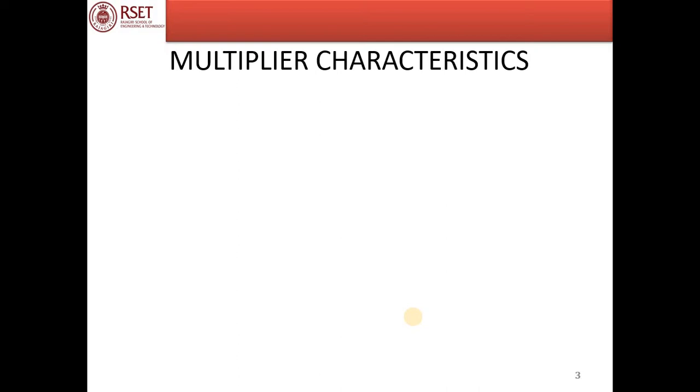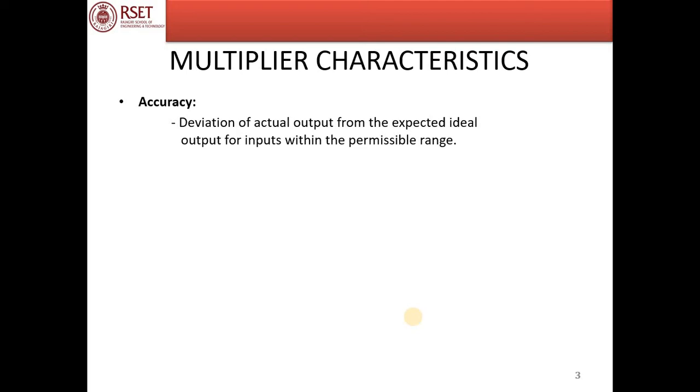Let us learn about certain characteristics of multipliers. First one is accuracy. By accuracy we mean the deviation of the actual output of the multiplier from its expected output when the inputs are within the permissible range. That is, how much the actual output varies from the expected ideal output.